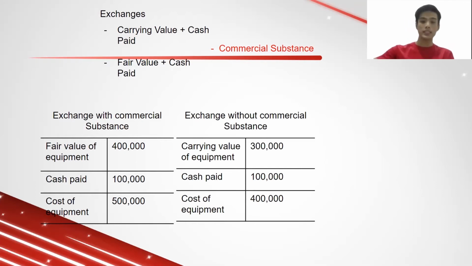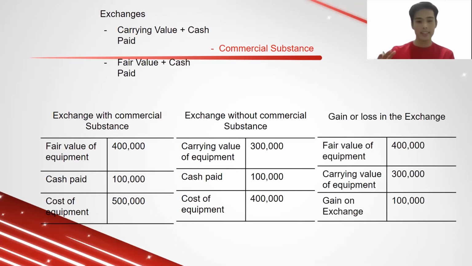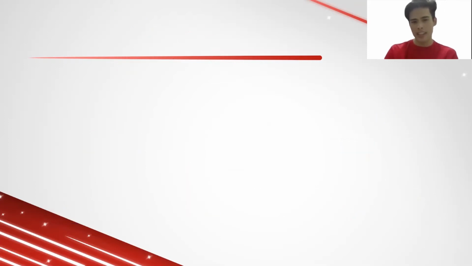Another thing with exchange is that you can calculate the gain or loss in exchange. By doing so, you have to find the difference between the fair value of the equipment and the carrying value of the equipment. Now, gain or loss can only be measured if there is commercial substance. If there's no commercial substance, there's no way to measure gain or loss in exchange. Now, the next segment is depreciation, a fairly familiar term for past account takers, be it for fundamentals or ACCOB2.